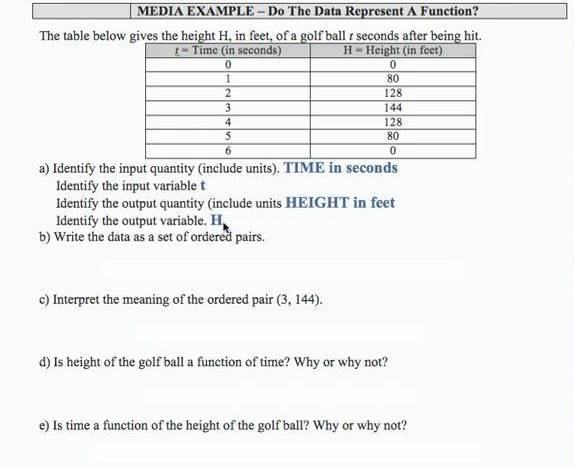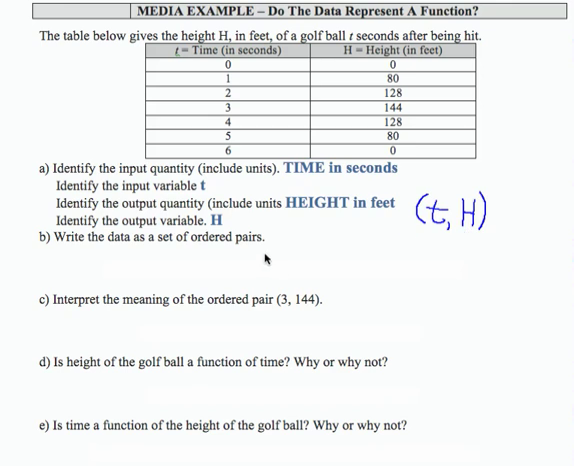It's very important to identify these pieces of information before you even begin diving into the problem, to understand the information that you're presented with and the questions that you will be asked. And so looking at my information here, I can indicate that every ordered pair will have a certain form, and it will be of the form t, comma, h. So every ordered pair input is time, every ordered pair output is height.